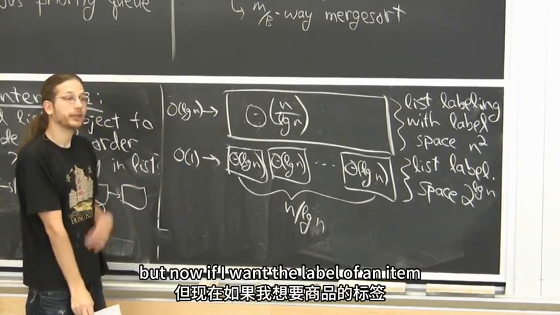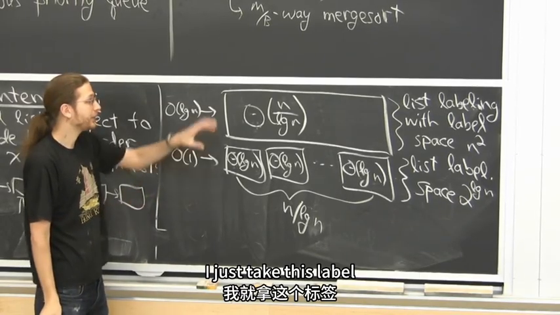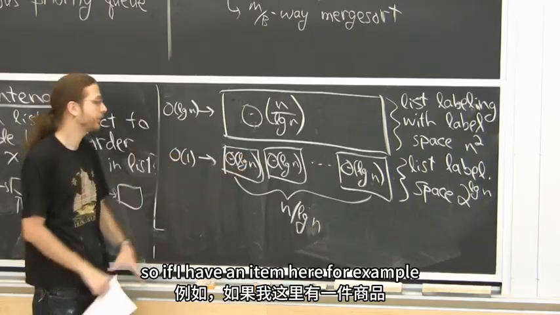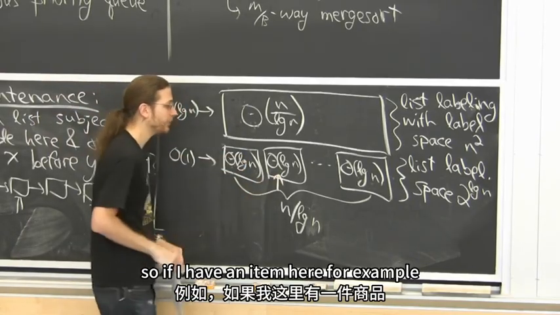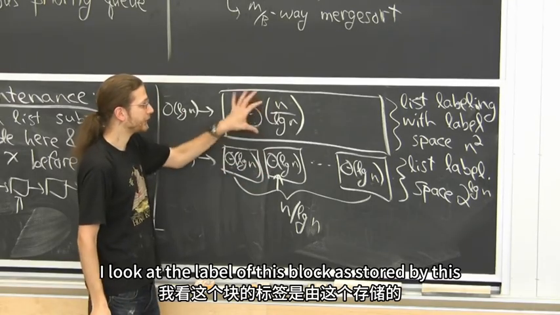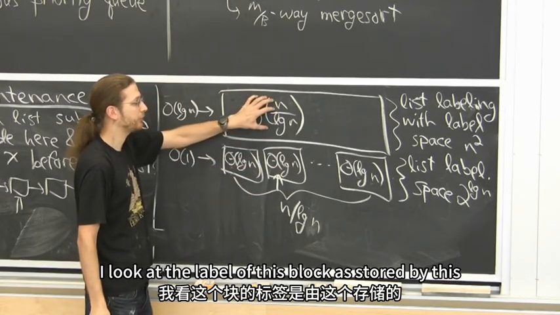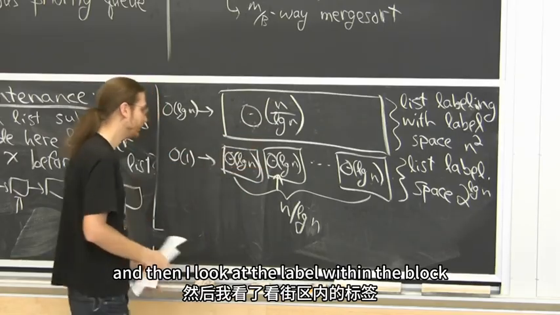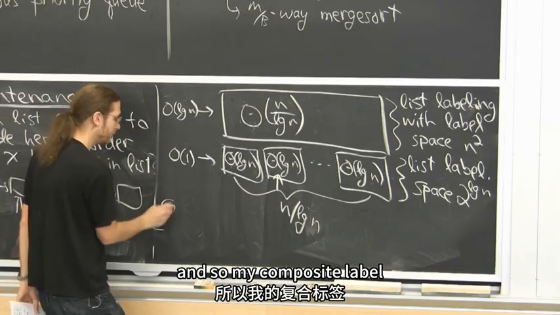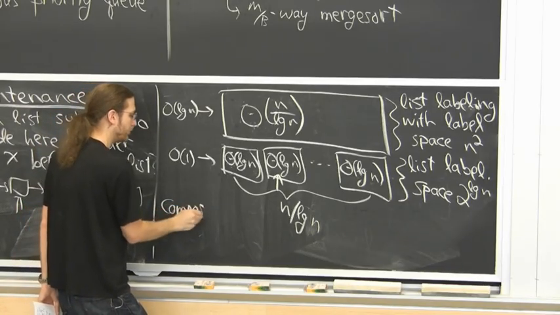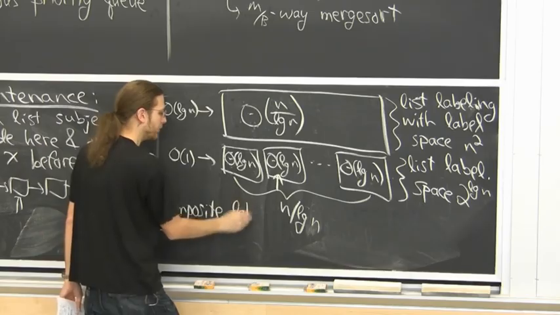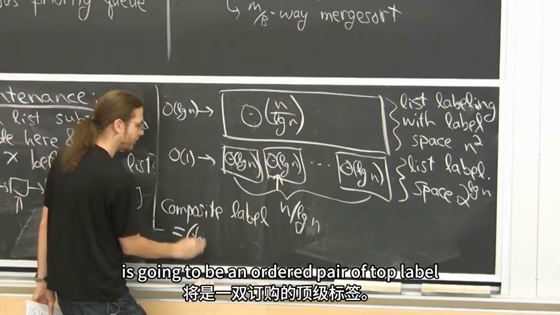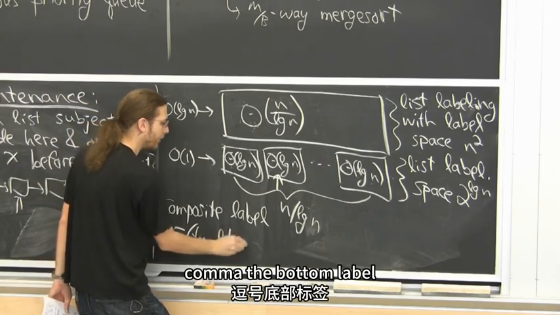But now if I want the label of an item, I just take this label, comma, this label. So if I have an item here, for example, first I look at the label of this block as stored by this data structure, and then I look at the label within the block. And so my composite label is going to be an ordered pair of top label, comma, the bottom label.